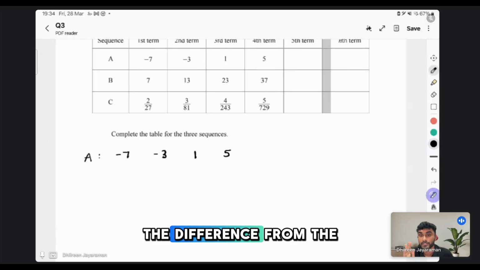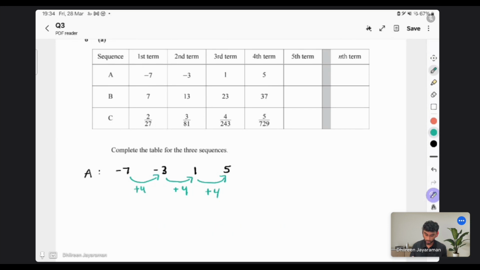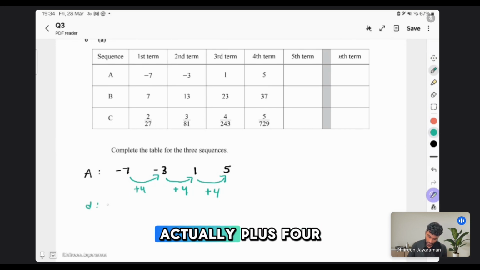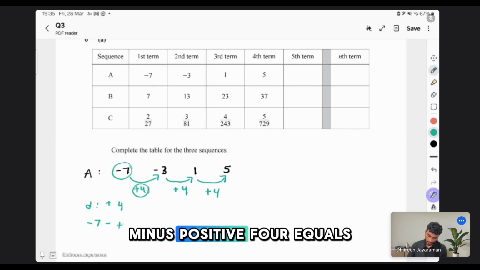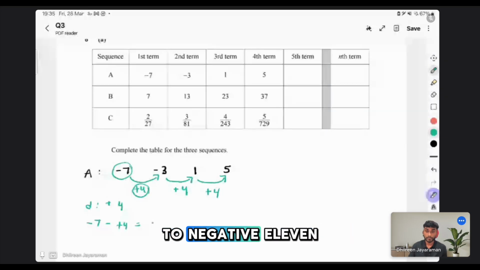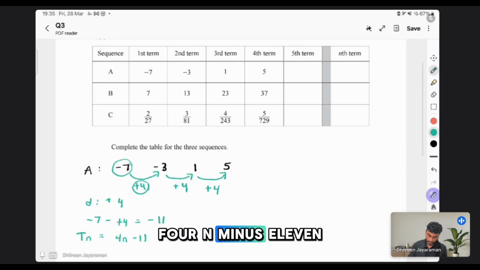We need to find the difference from the first to the second to the third and the fourth term. The difference between each number is plus 4. So the difference is actually plus 4. And to find the whole formula, you have to take the first term minus the difference. So negative 7 minus positive 4 equals negative 11. So over here we will get the nth term of this: the nth term equals 4n minus 11.